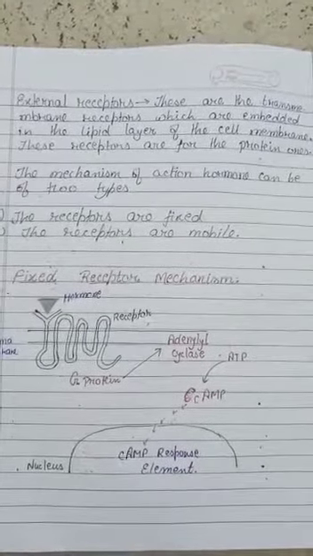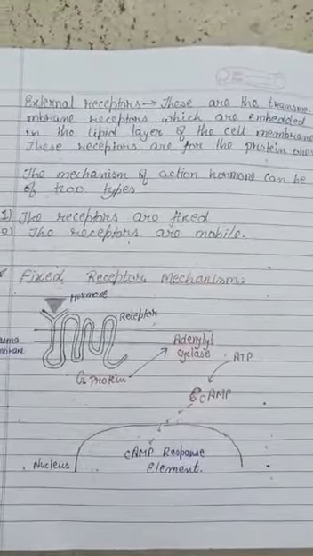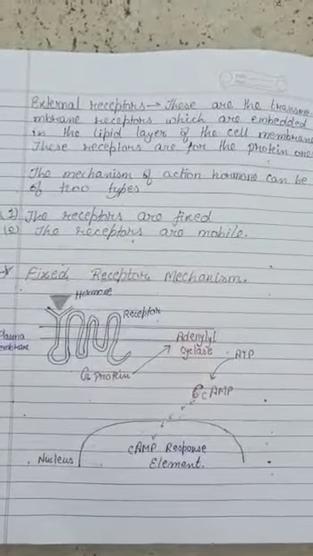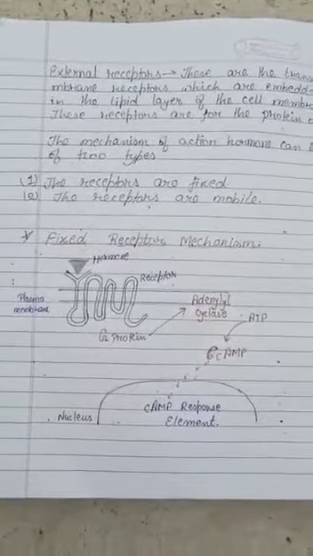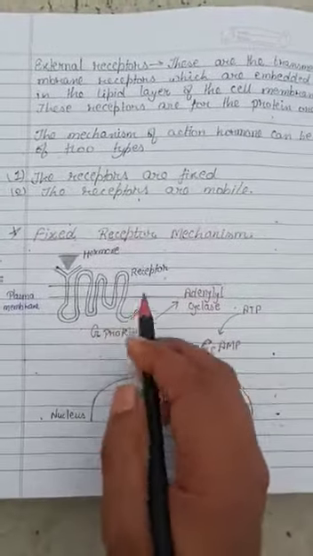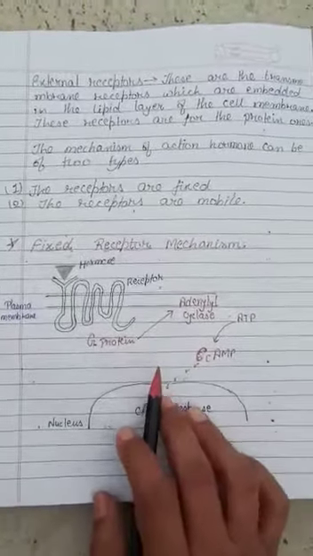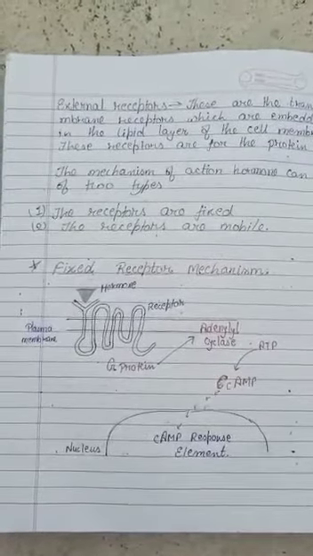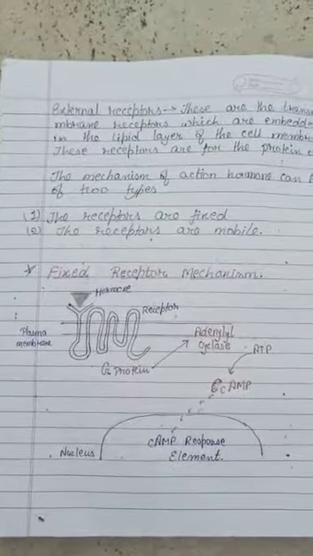The mechanism of hormone action can be of two types: the receptors are fixed, or the receptors are mobile. First, the fixed receptor mechanism. This mechanism of hormone action is seen in the protein hormones such as adrenaline, insulin, ADH, TSH, etc.